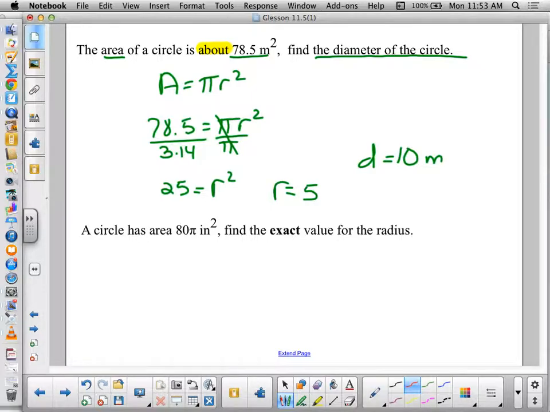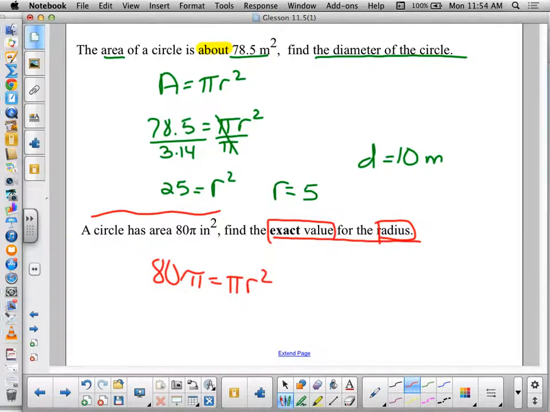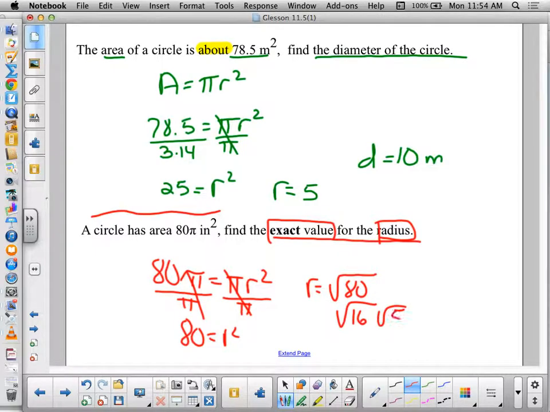All right, a circle has an area of 80 inches squared. Find the exact value for the radius. So we're looking for the radius, exact value. That means no approximation. So again, area is 80 pi, is pi r squared. Well, I divide by pi, and lo and behold, the pi's just cancel right out. So that's nice. So r is the square root of 80, which is the square root of 16 times the square root of 5, or 4 root 5, and the unit was inches.